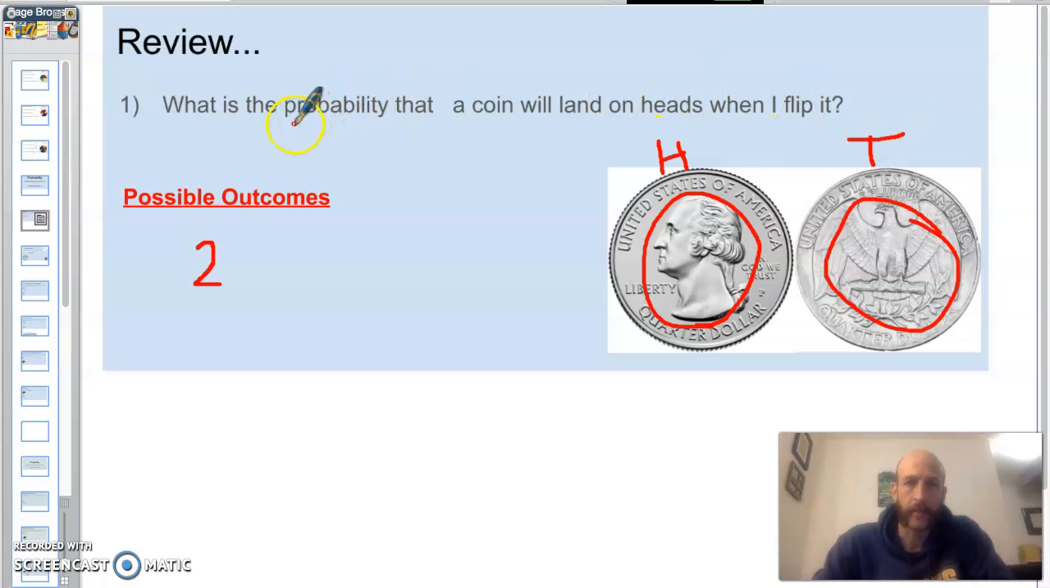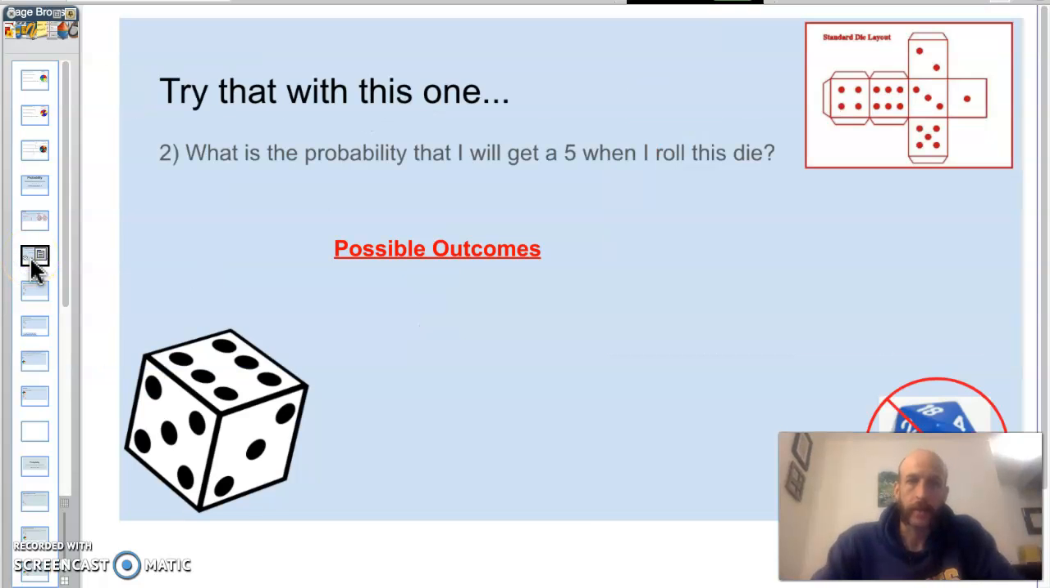And the question is asking for the probability that a coin will land on heads. So there is only one side that has a head on it. So it is a probability of 1 out of 2. All right, I want you to try this one on your own. So please pause the video, give this one a try, and when you're done, press play, and you will see me go through this problem so you can check your work.